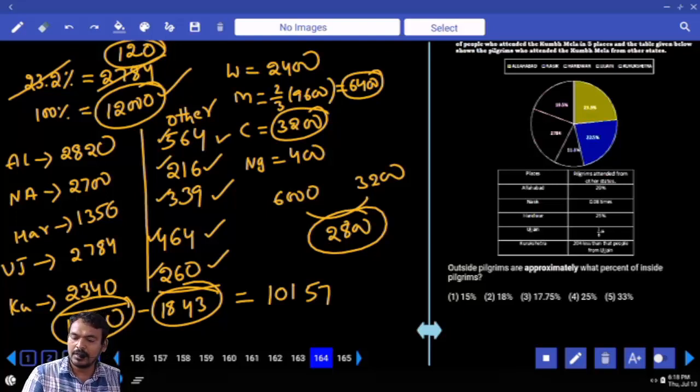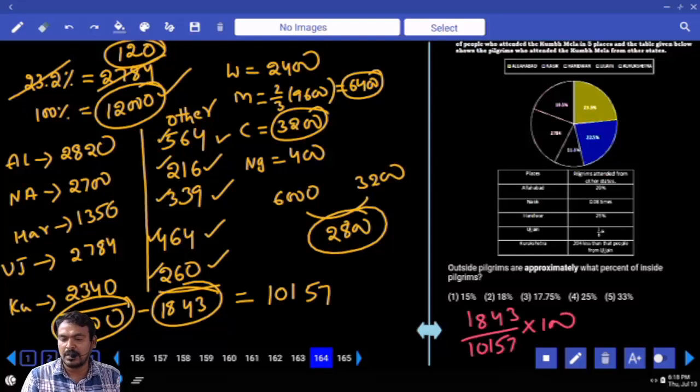10,157. 1843. It is what percent of 10157 multiplied by 100? Approximately. What is that? 1%? 101. 1% is how much? 101. But numerator value 1843. It is almost 18 times. What is the nearest value? 17.75.